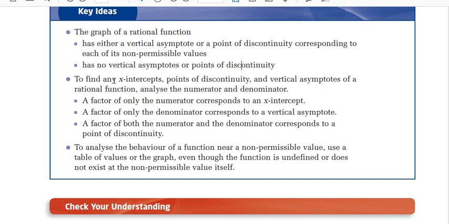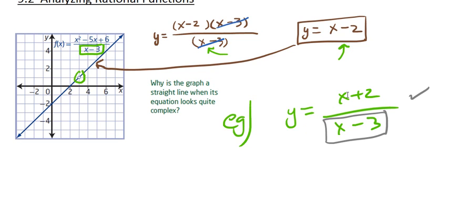So to find any x-intercepts, points of discontinuity, and vertical asymptotes of the rational function, we analyze the numerator and the denominator. This is what we'll focus on next. A factor of only the numerator corresponds to an x-intercept. If we go back to our notes here, a factor of only the numerator. Notice this. This is a factor of only the numerator. So how does this correspond to an x-intercept?